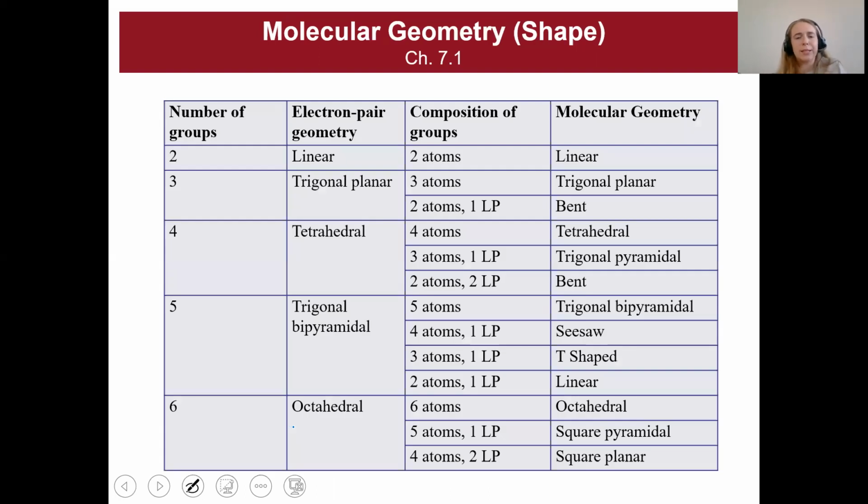And then this little table tells you what all the different molecular geometries are called. We got them all here, even seesaw, my fave. All right, so this is just a summary table for you. Refer to this as needed.